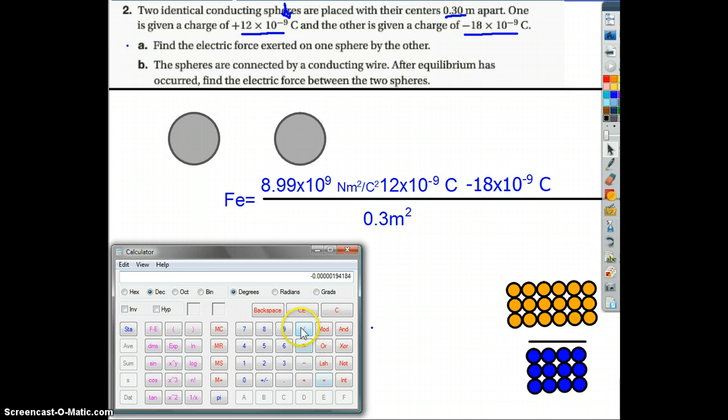and then I'm going to divide by parenthesis 0.3, square it, close the parenthesis, enter. Now that answer seems very, very small to me. I have to contemplate if it seems right. Well, that could be about right.